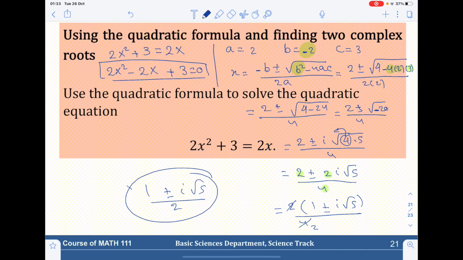This is the solution. So I have two solutions. The first one is 1 plus i root 5 over 2, and the second one is 1 minus i root 5 over 2.